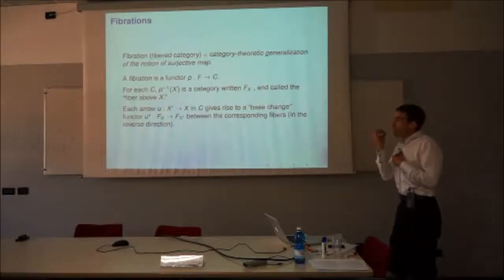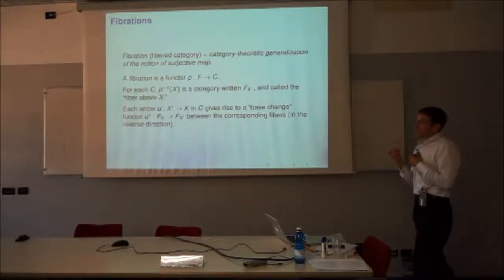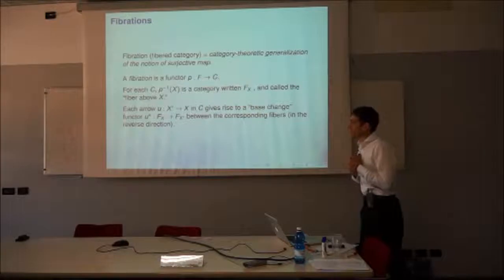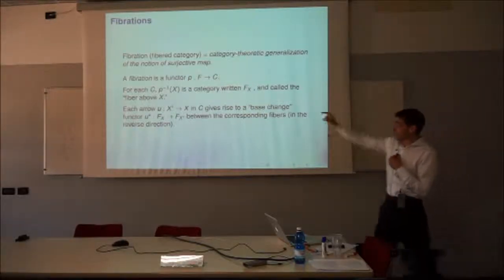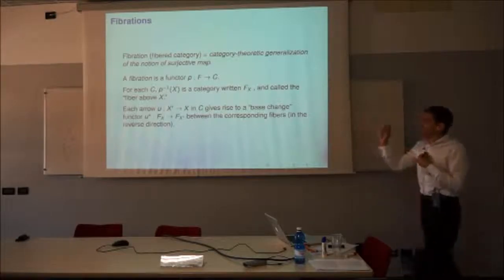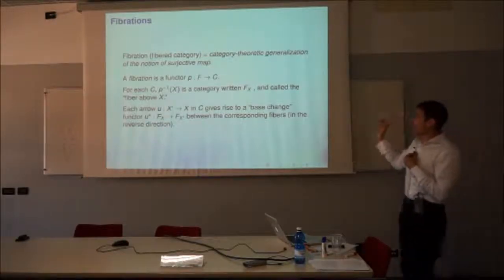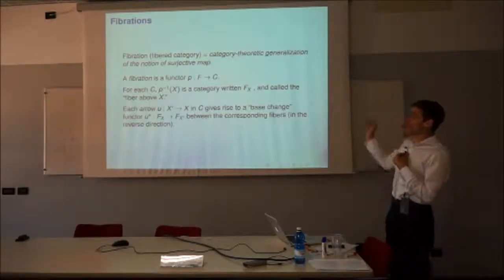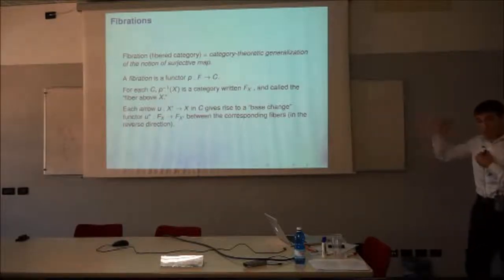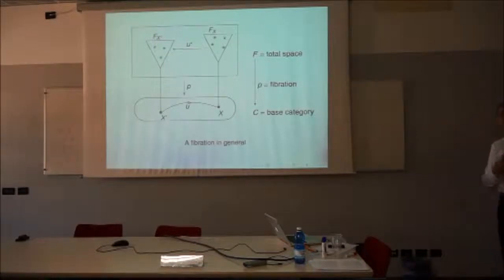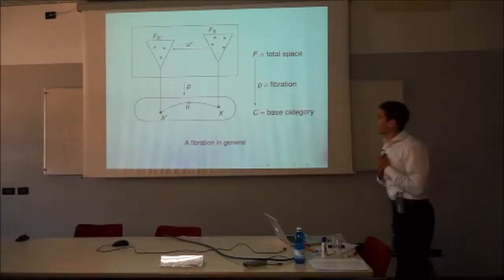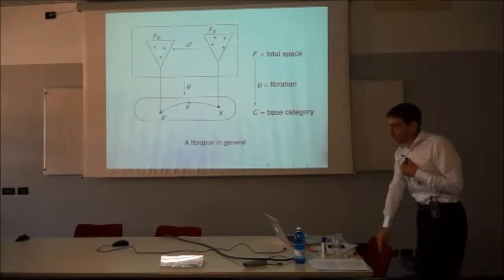And the main thing that is added with the fibrations is that if you have an arrow in the base category C, that arrow will give rise to base change functors between the corresponding fibers. So here is the picture, and you don't need to keep anything else in mind.